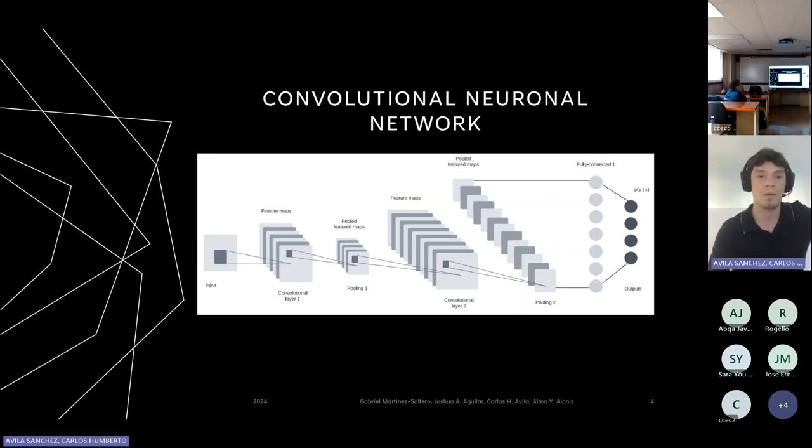Finally, the output layer gives us the prediction. In summary, a CNN works by breaking down an image layer by layer, finding important patterns, simplifying the data, and finally making an educated guess about what the image represents.